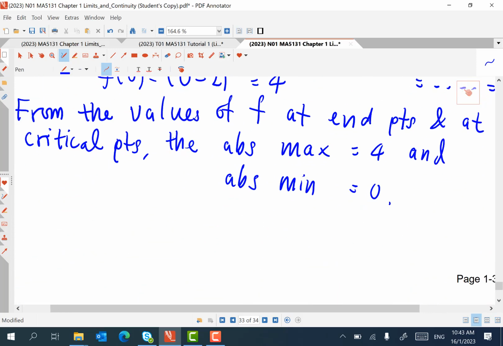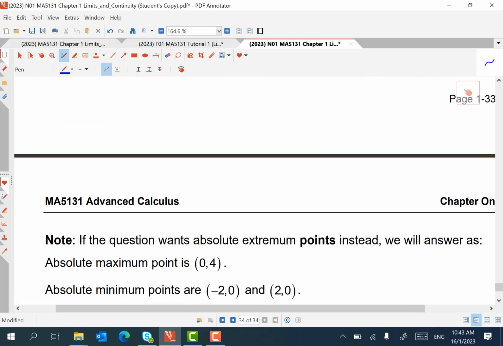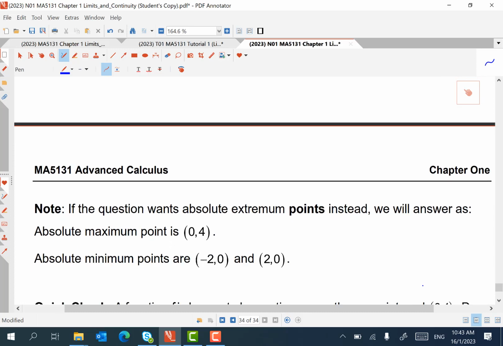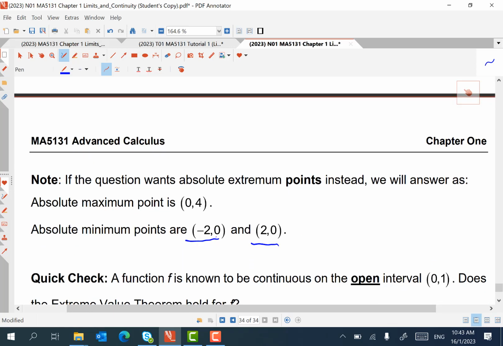Then there's a remark about asking for the points rather than the value. If you're asking for the point, you're supposed to write down the coordinates.